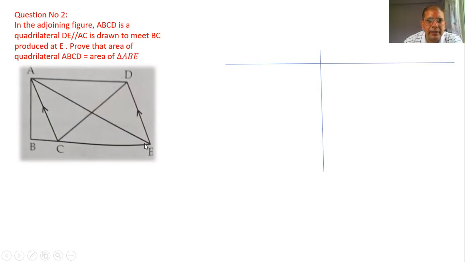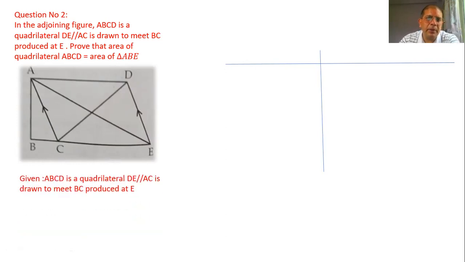Produce DE to E. So prove that the area of quadrilateral ABCD is equal to the area of triangle ABE. So this is a question. You can write down your given and to prove. Given is ABCD is a quadrilateral and DE parallel to AC. To prove is the area of quadrilateral ABCD is equal to the area of triangle ABE.